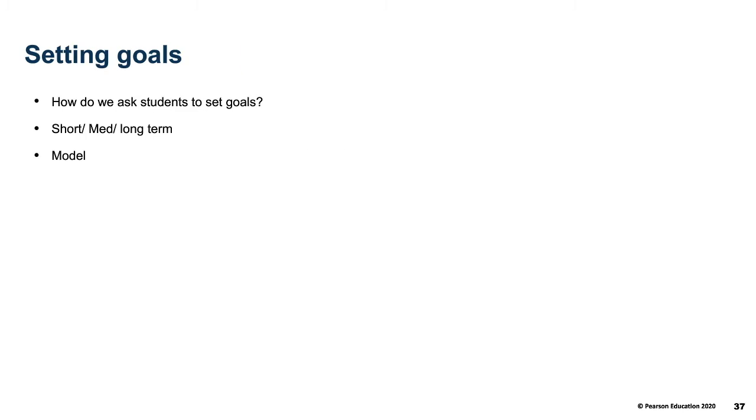Setting goals then. How do we set goals for students? How do we expect them to be able to set a goal? Do we ask them to set a short, a medium or a long-term goal? And do we actually model what that looks like? So can we use the feedback that we give them and then review those goals and explain how to reach the goals and support students on how to monitor their progress towards meeting this goal?